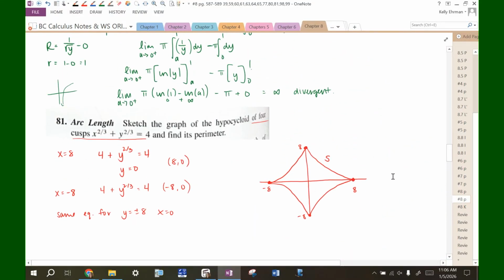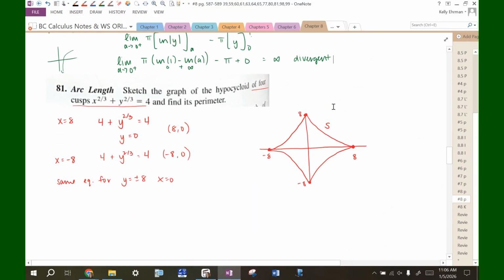Okay, let me look at these. Maybe I'll just talk through these. Sketch the graph of the hypocycloid of four cusps, x to the 2/3 plus y to the 2/3 equals 4, and find its perimeter. I guess to sketch this without Desmos, I was thinking, if x equals 8, why did I pick that? Because I just thought of a nice number to raise to the 2/3. If x equals 8, what could y equal? Or you could also put in 0 for one of them. This is probably better. Put in 0 for one of them and see what the other variable comes out to.